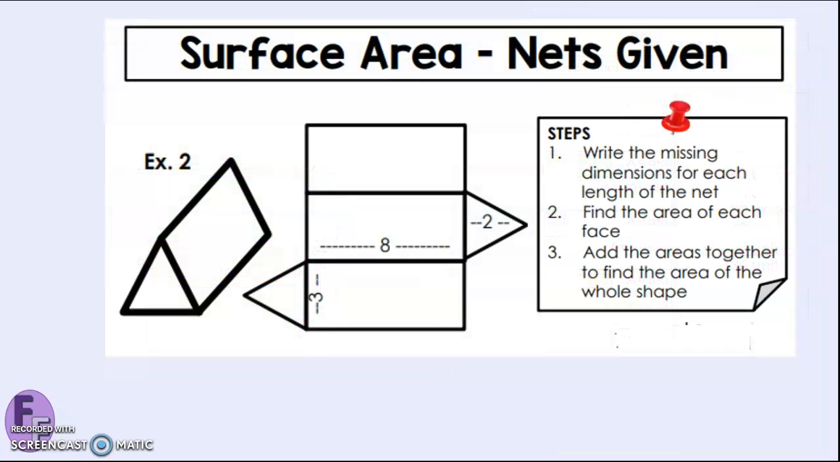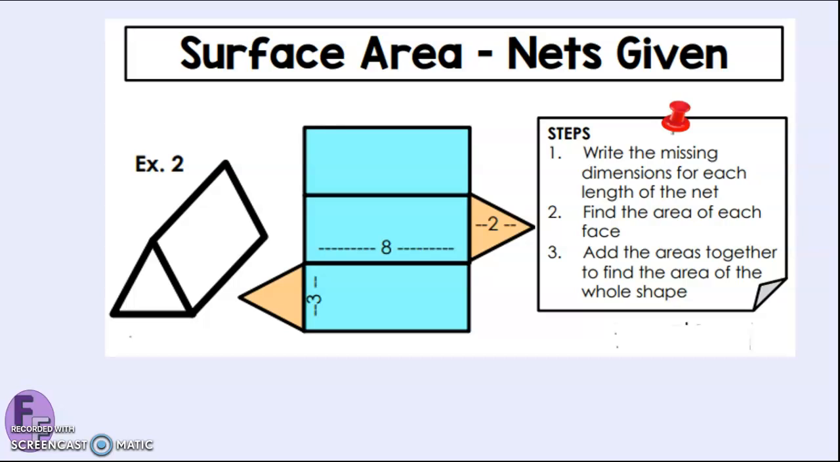The next example is a triangular prism. The difference with the triangular prism is that we only have 3 rectangle faces, and then the 2 bases are triangles. Again, we're going to write in the missing dimensions, find the area of each face using the correct formulas for the shapes, and then add the areas together to find the area of the total shape.